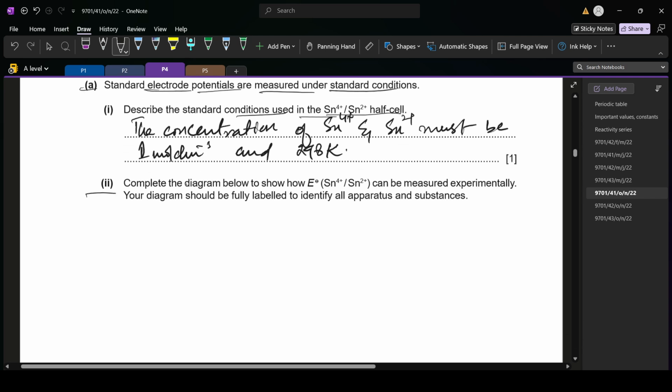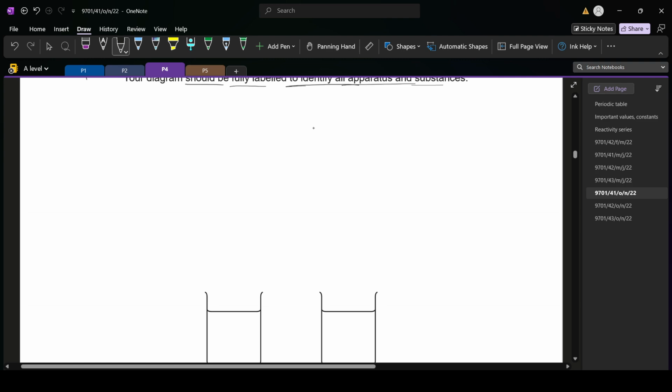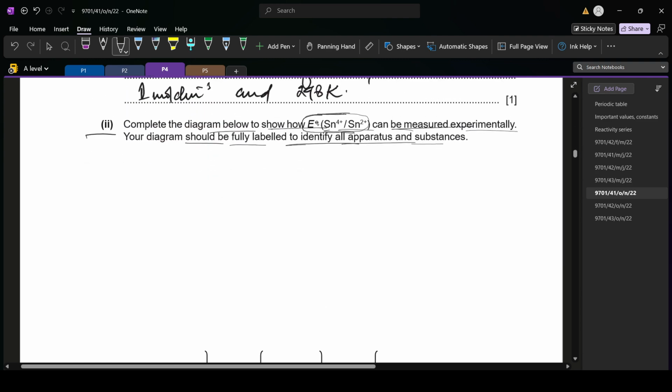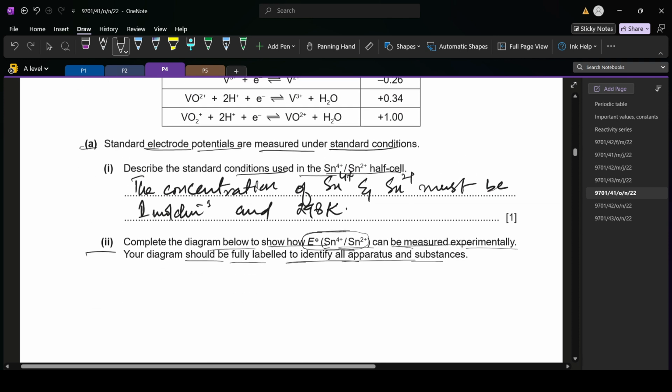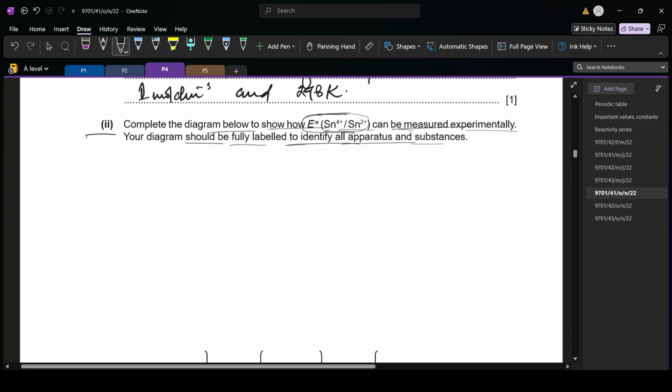Now moving forward, complete the diagram below to show how the electrode potential of this half cell can be measured experimentally. Your diagram should be fully labeled to identify all the apparatus. So you have to draw the diagram for the standard electrode potential, and the other half cell will be a hydrogen half cell, because hydrogen is the standard. So let's draw the diagram.